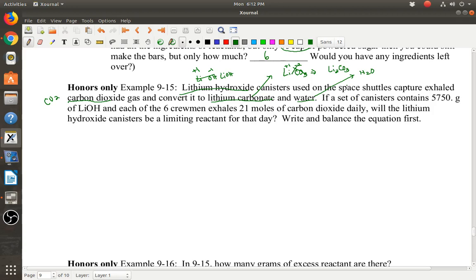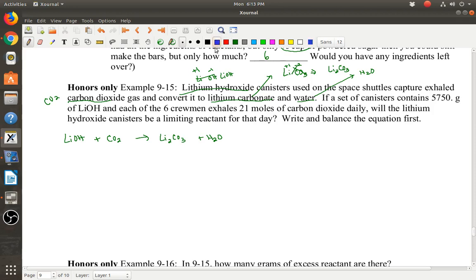So the first thing we're going to have to do is write out the balanced equation. We're going to have to write out the reaction to make sure it's balanced. So it just told us that we have lithium hydroxide canisters used on space shuttles to capture CO2 and produce lithium carbonate, Li2CO3, and water. All right, in order to do any kind of stoichiometry, we have to balance the equation first. So that's going to be our first job.